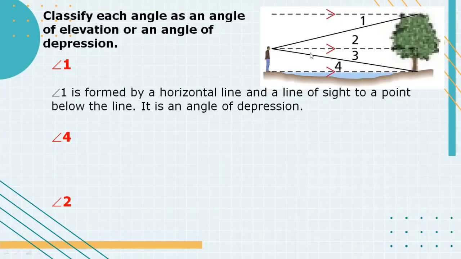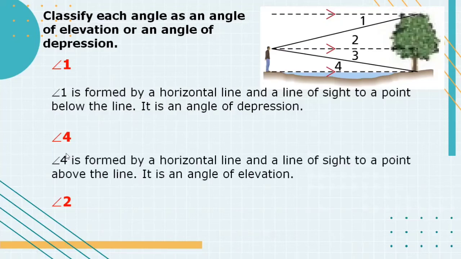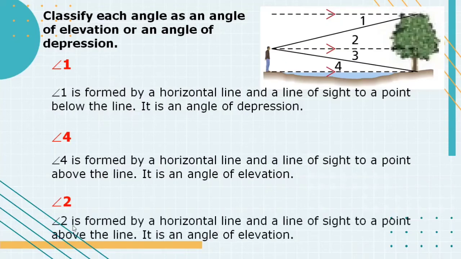Angle 1 is formed by a horizontal line, this line here, and the line of sight to a point below the line. It is an angle of depression. How about angle 4? Angle 4 is formed by a horizontal line and the line of sight to a point above the line. So this time, it is an angle of elevation. And lastly, we have angle 2. Angle 2 is formed by a horizontal line and a line of sight to a point above the line. So this time it is an angle of elevation.